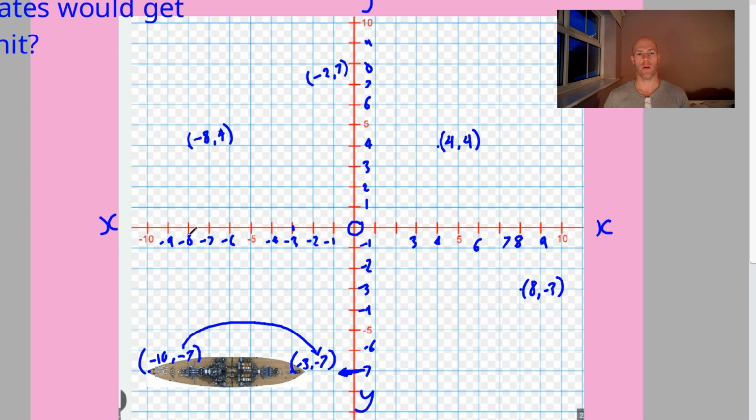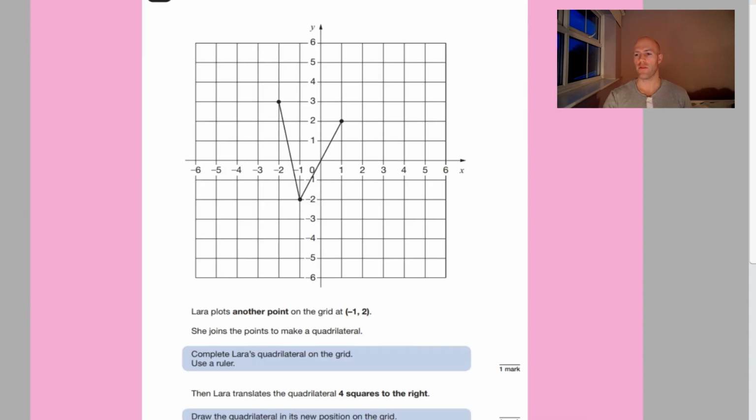It's only how far we go along the corridor that changes. Let's put this to use in a Year 6 SATs question. It says, on the grid, there are 3 points joined by 2 lines. 1, 2, 3. Lara plots another point at -1, 2.